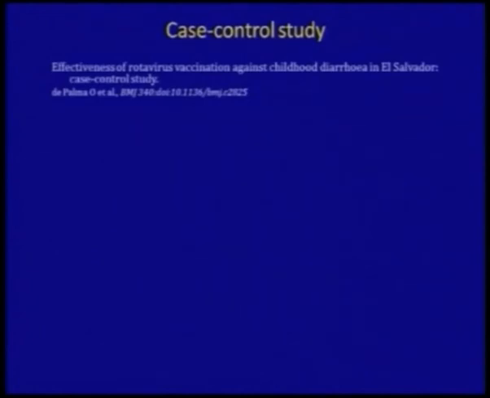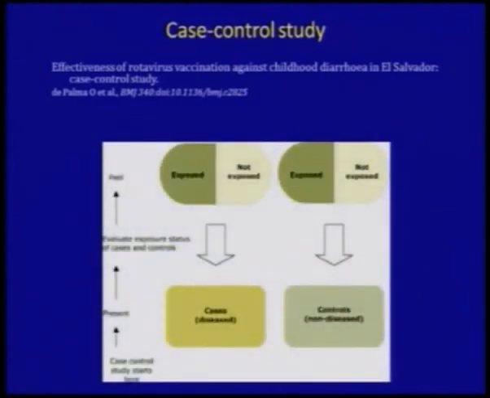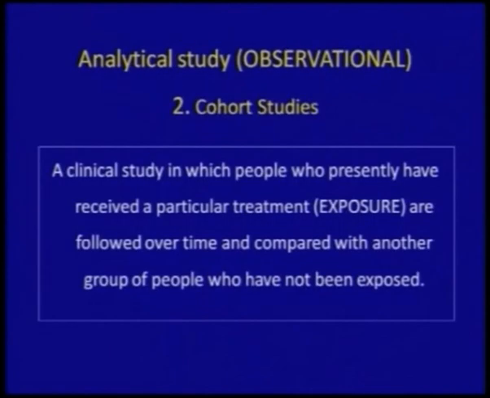So for example, this study, effectiveness of rotavirus vaccination against childhood diarrhea. So here the diarrhea has already happened. So the researcher starts from below. So analyzes how many of the children with vaccination had diarrhea and how many without vaccination didn't have the diarrhea.